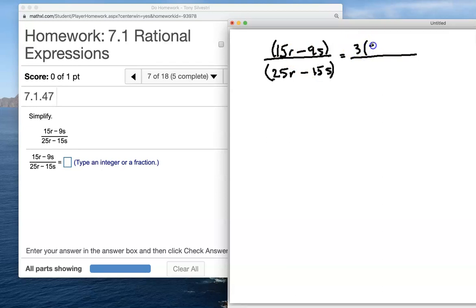Okay, so I factored, that's 5r minus 3s. Okay, now what do we do here? This is the best we can do is 5. I'm going to pull out a 5. 5 goes into 25 5 times, leaves the r, minus 3s. Okay, we factored. Okay, what do we do?